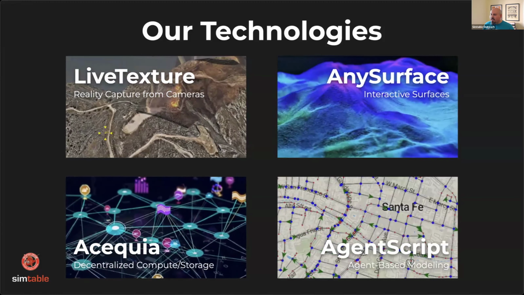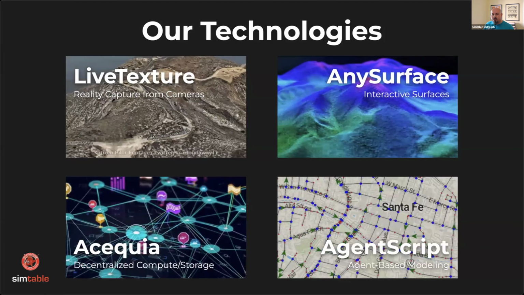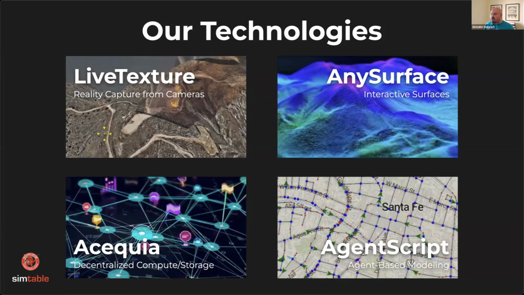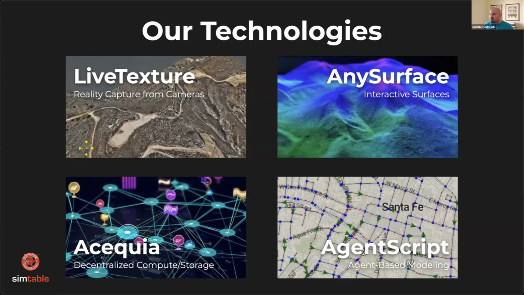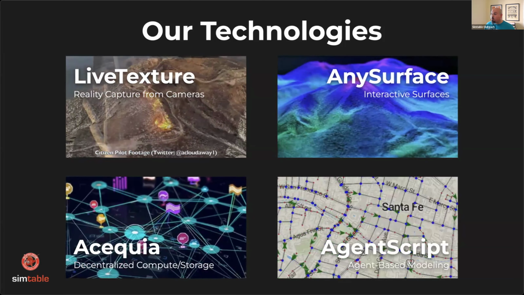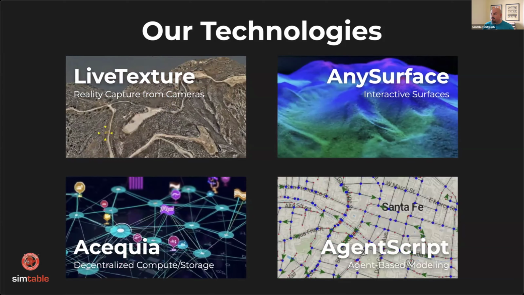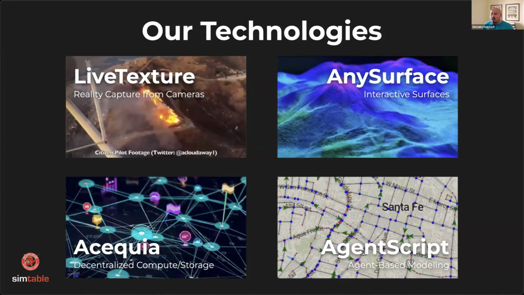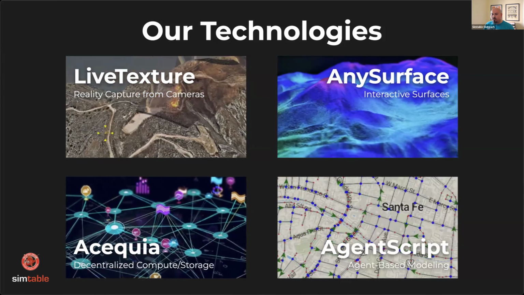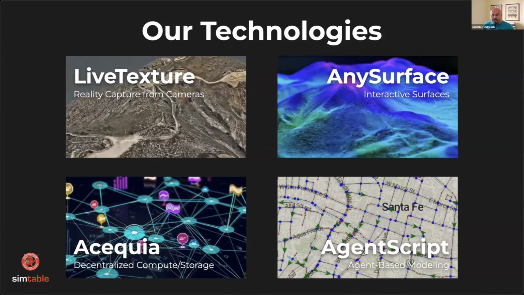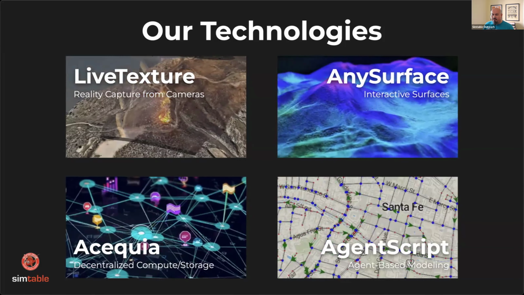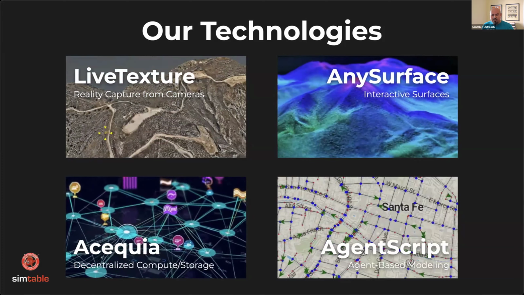The four that I'll be talking loosely about today include Live Texture, which is our platform for reality capture from cameras and geospatial contexts. Any Surface, which is our interactive surface platform that leverages camera projector pairs to create interactive, in our case, sand tables. AgentScript, which is our agent-based modeling library, all based in JavaScript. And lastly, the Asakia, which is our decentralized compute storage platform, all being browser-based.